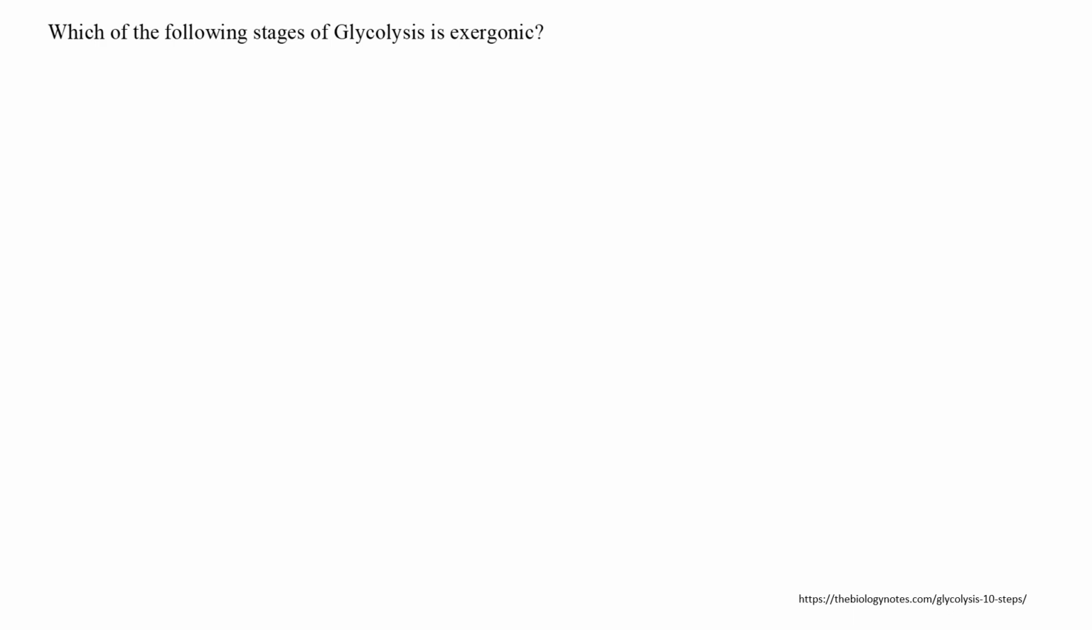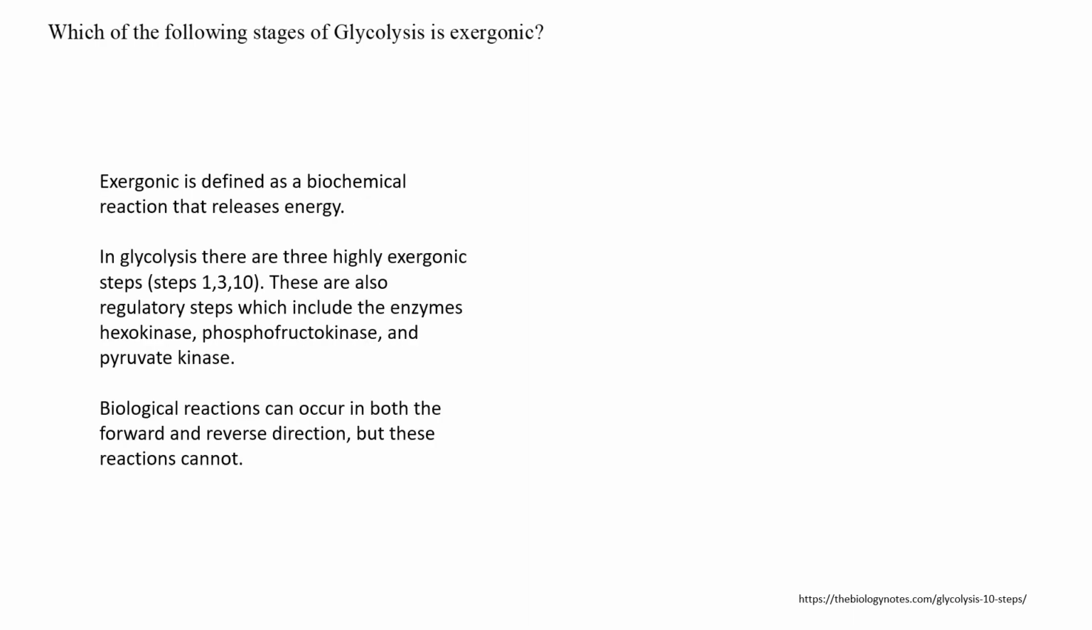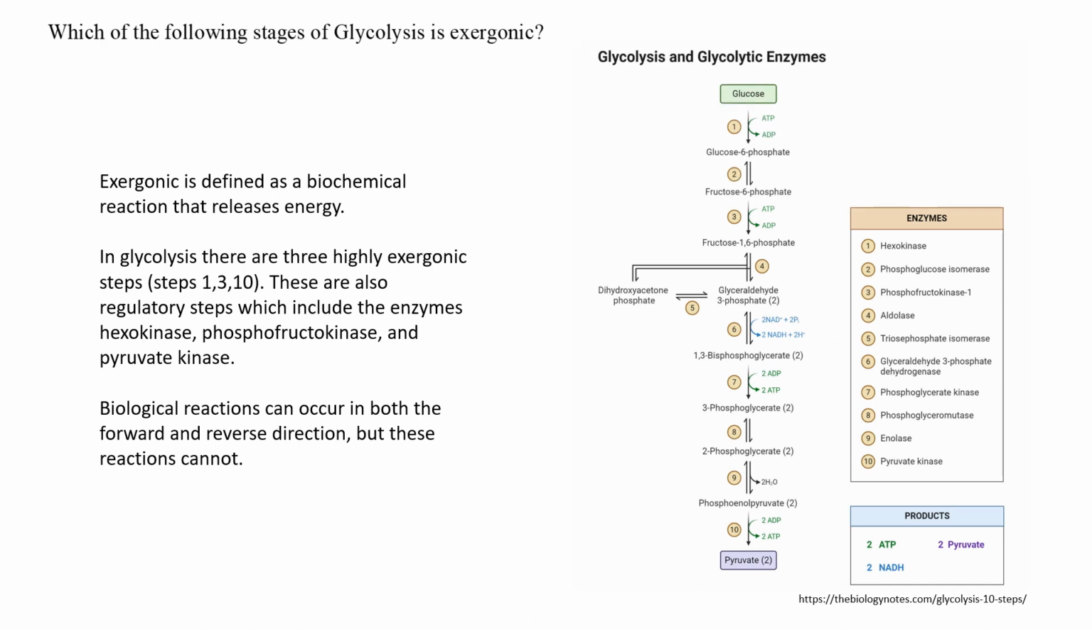Which of the following stages of glycolysis is exergonic? Now first we have to understand what exergonic means. Exergonic is any reaction which releases energy. Any biochemical reaction which releases energy is termed as an exergonic reaction. In glycolysis, there are 3 steps: the first, the third, and the 10th. These are highly exergonic reactions.